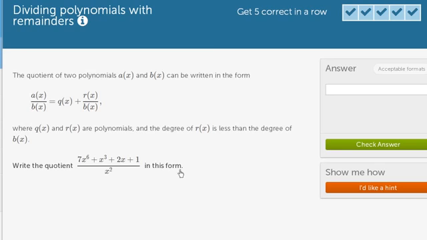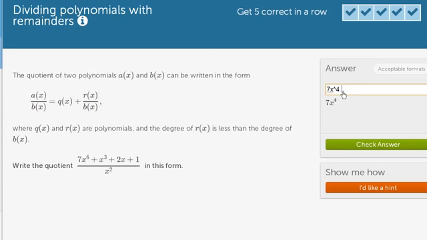this form. Well, this one is pretty straightforward because we're dividing by x squared. So you could literally view this as 7x to the 6th divided by x squared, plus x to the 3rd divided by x squared, plus 2x divided by x squared, plus 1 divided by x squared. So we could just do this term by term. What's 7x to the 6th divided by x squared? Well, x to the 6th divided by x squared is x to the 4th. So it's going to be 7x to the 4th power.